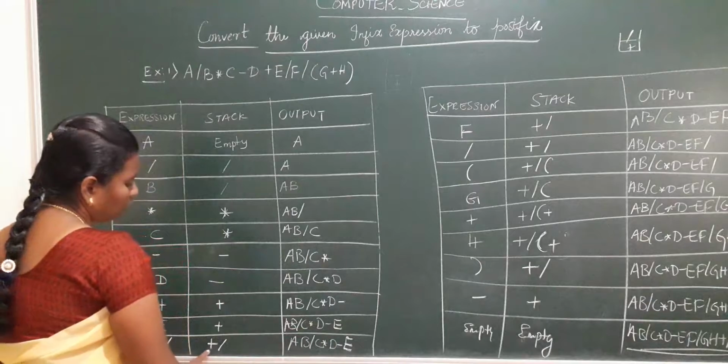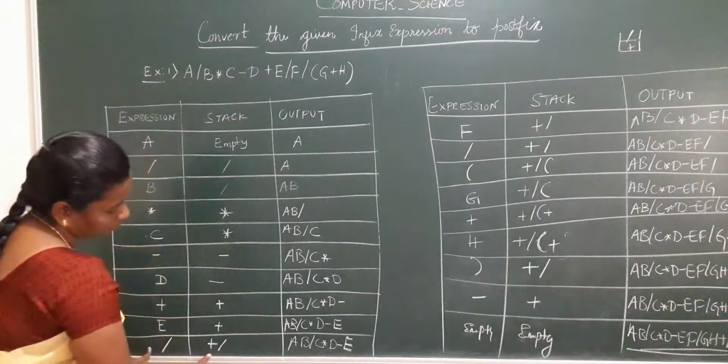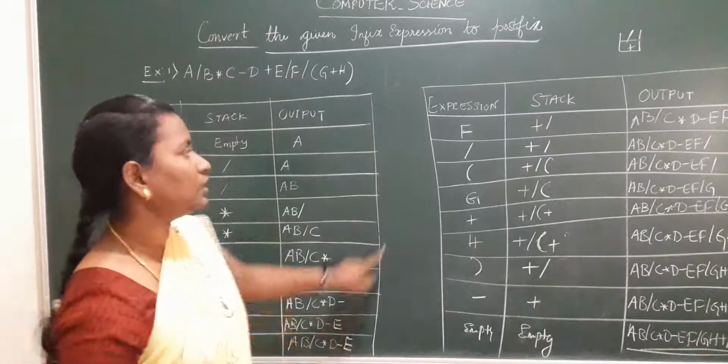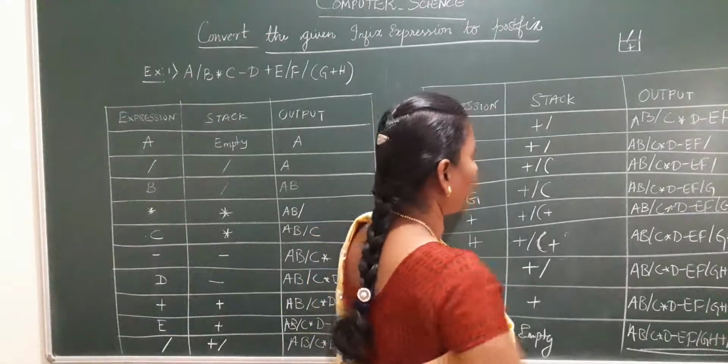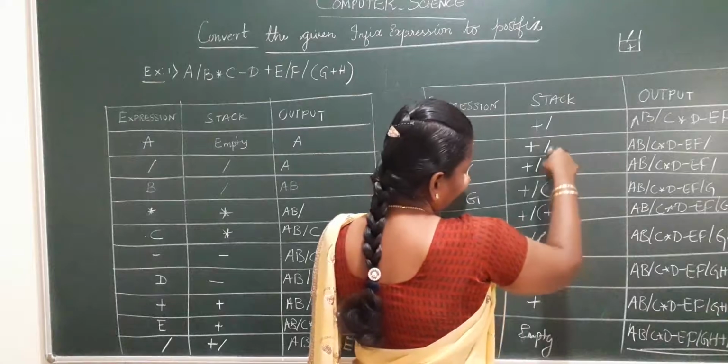Next I have slash. So here I have plus and slash, both can stay together. Why? Because plus is having least priority, this is having the highest priority. So this will be as it is. Next I have F, it will go to your output. One more slash if I encounter, this slash will go out, one more slash will come. Double slash cannot come, one slash will go out.